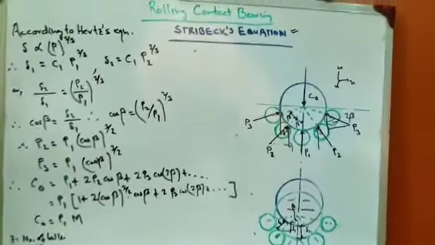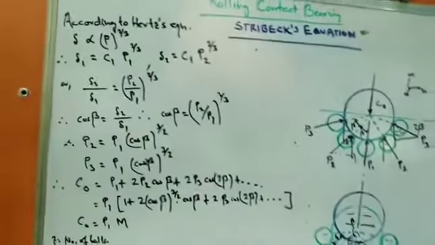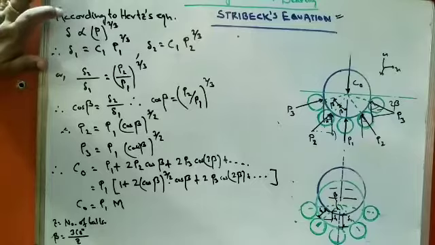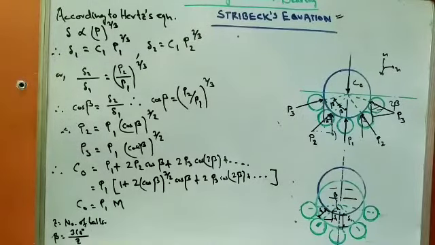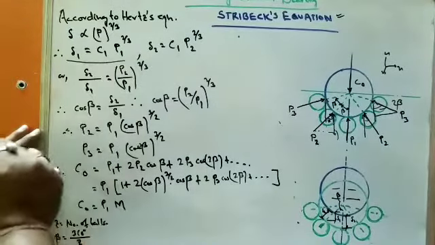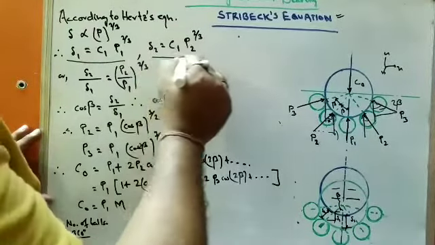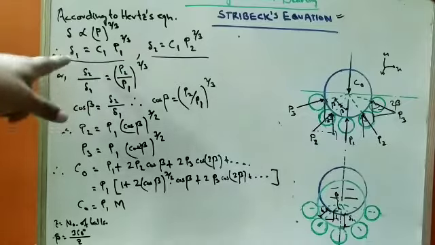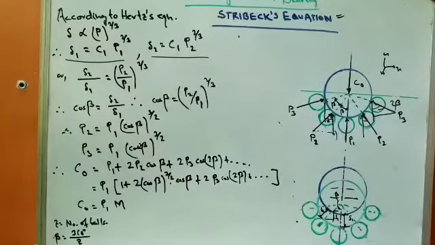Now from the results of the equation, it is seen that the deformation is proportional to the load to the power 2 by 3. So from that we could say that del 1 is equal to C1 into P1 to the power 2 by 3, and del 2 is equal to C1 into P2 to the power 2 by 3. If we put this as del 2 by del 1, the constants cancel out and it becomes P2 by P1 to the power 2 by 3.